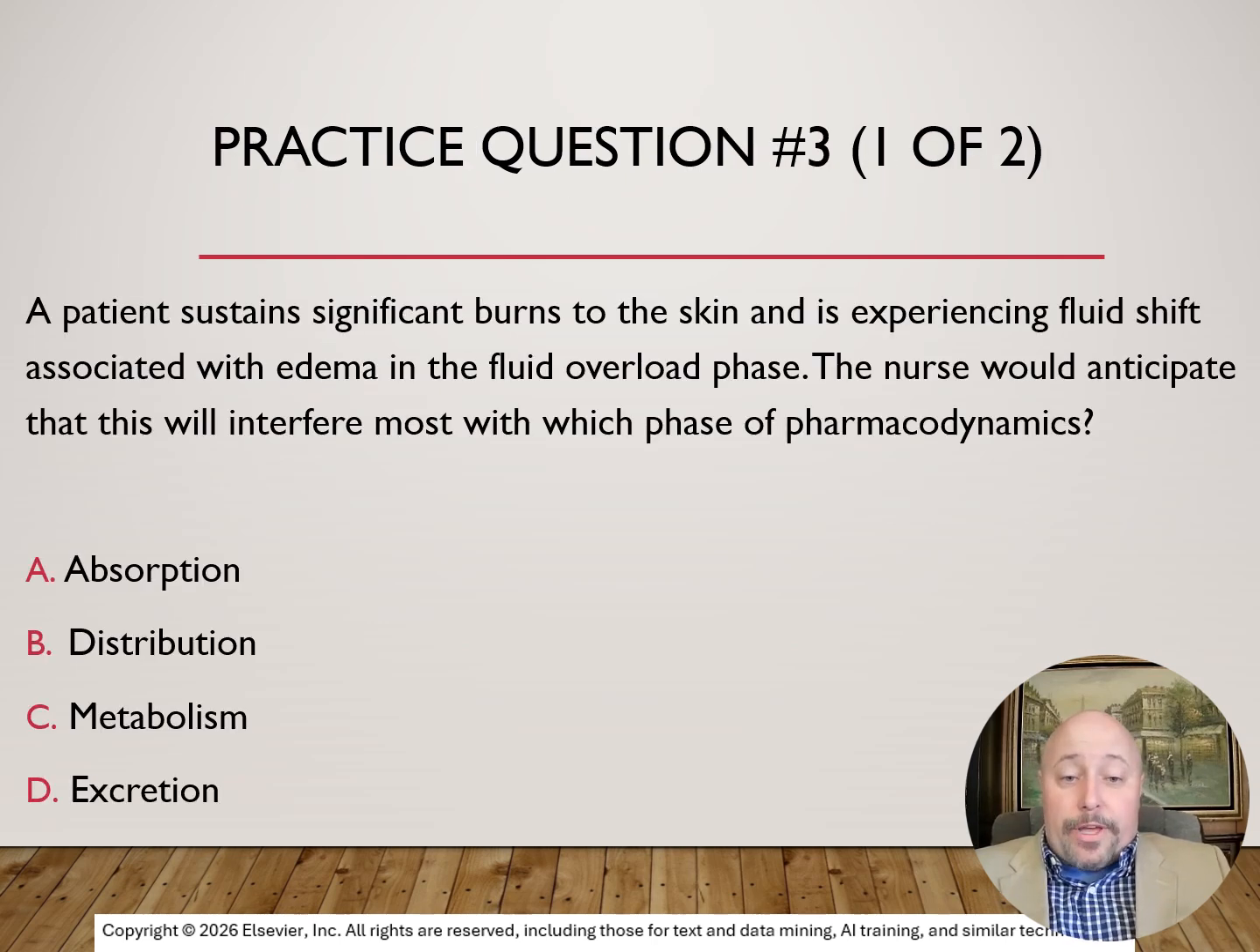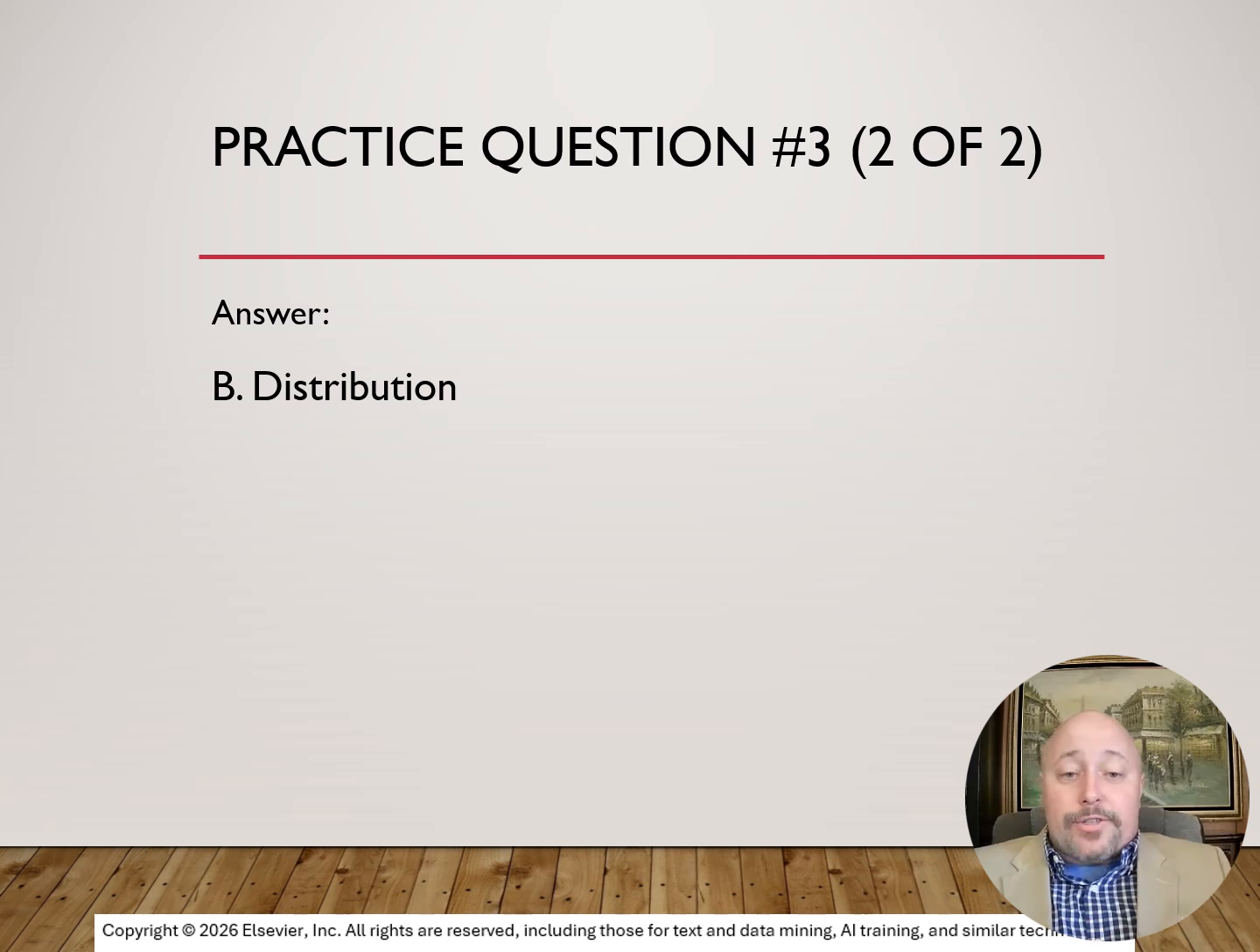For question three, a patient sustained significant burns to the skin and is experiencing fluid shift associated with edema in the fluid overload phase. The nurse would anticipate that this will interfere most with which phase of pharmacodynamics? That'd be A, absorption, B, distribution, C, metabolism, or D, excretion. And that answer is going to be B, distribution, because in this case, the severe burns have caused a major fluid shift.